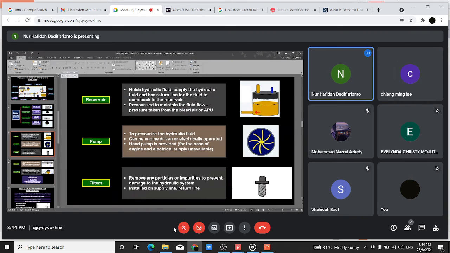All right. So Hafidah, you have to update what is the hydraulic pump, what type of pump is best to give you the highest, like 3000 psi. I don't think piston can give it that high. And also the filter, I want to know how's the measurement. If I want to buy a filter, what is the measurement? Next slide.